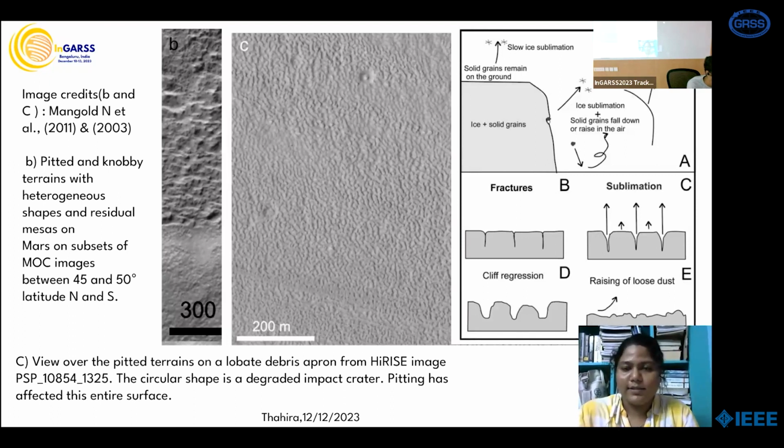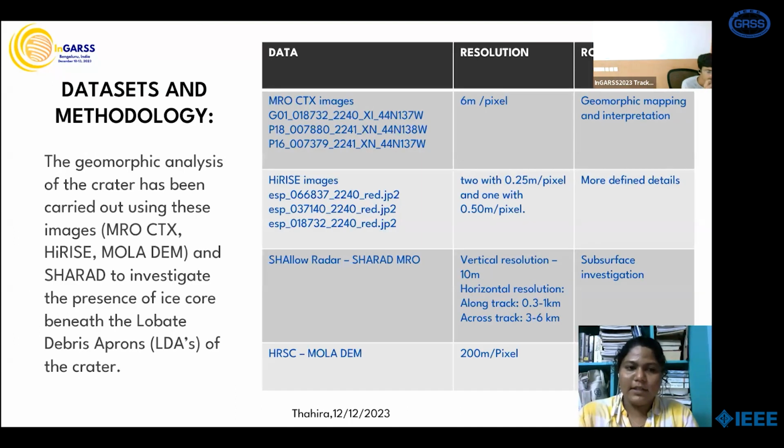It is the slow ice sublimation, with ice and solid grains. These sublimate and tend to create fractures, and the solid ice grains within those fractures also sublimate, creating cliff regression and then raising of loose dust. So these are the data sets and methodology used in this study: MRO CTX images, HiRISE images, and SHARAD radargrams and MOLA data.